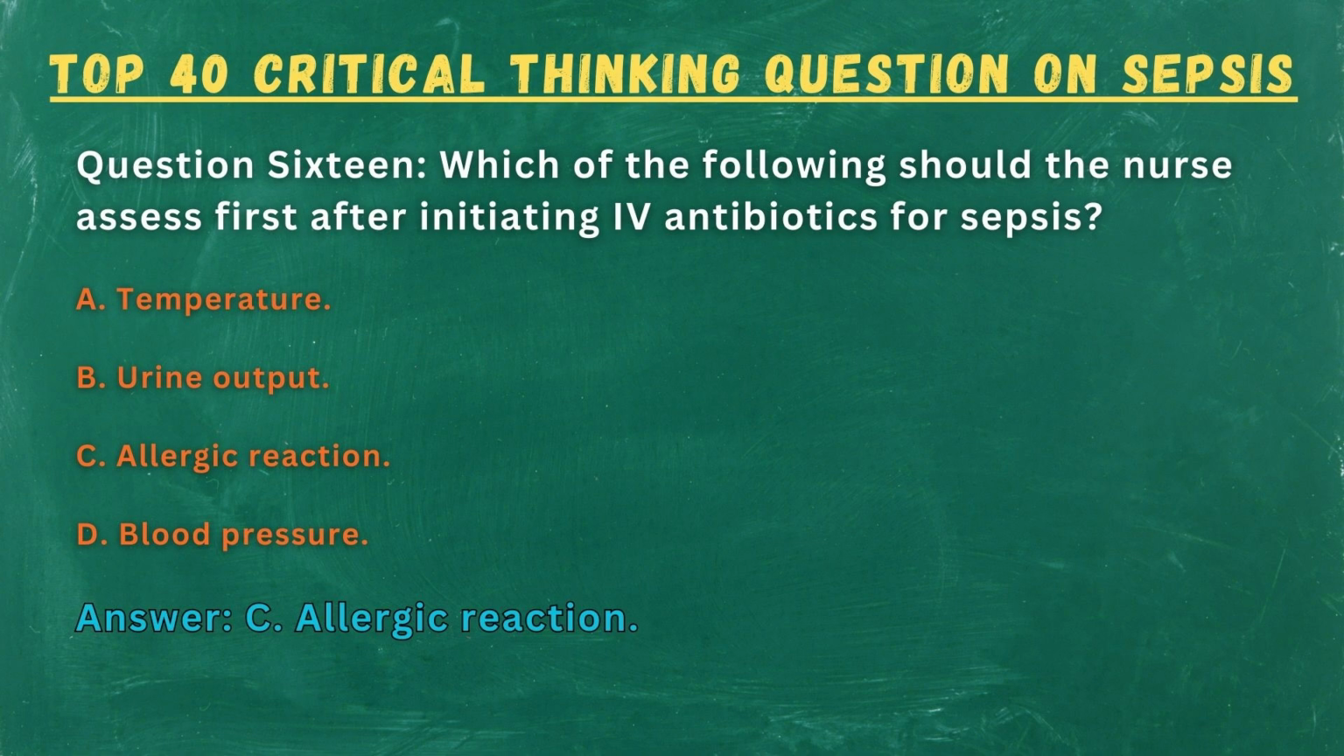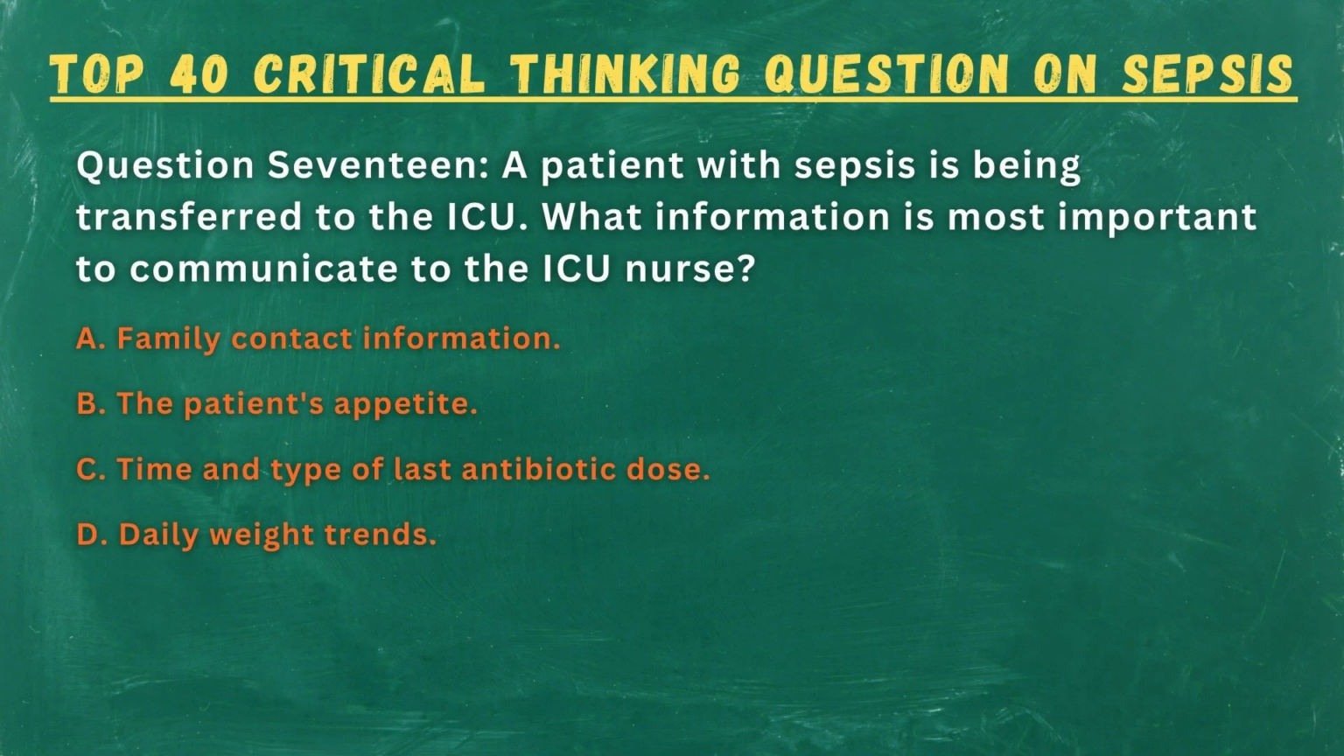Answer: C. Allergic reaction. Question 17. A patient with sepsis is being transferred to the ICU. What information is most important to communicate to the ICU nurse? A. Family contact information. B. The patient's appetite. C. Time and type of last antibiotic dose. D. Daily weight trends.